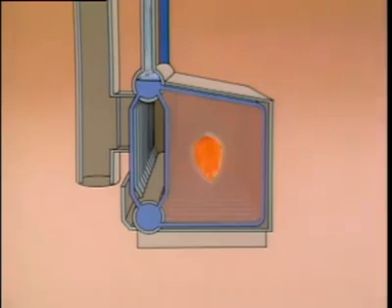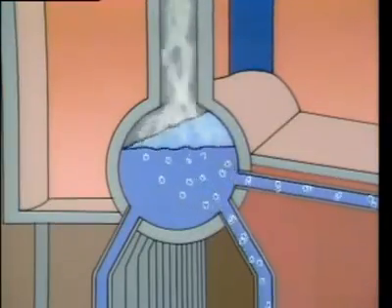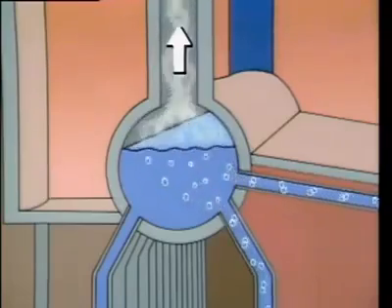As the water in the tubes is heated, a steam-water mixture is produced. The steam-water mixture enters the upper drum. The steam is separated from the water and routed through the steam outlet and into the plant.